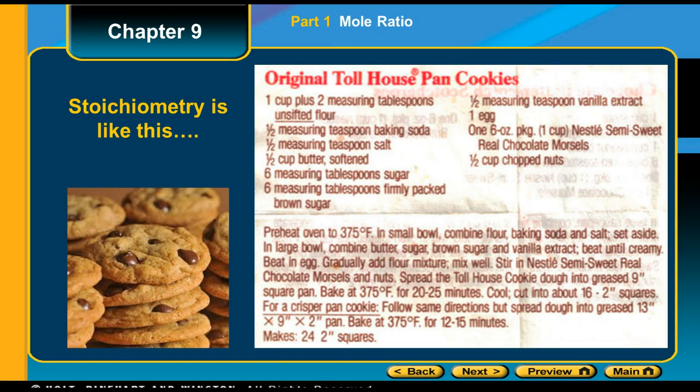Alright, so here's one, this one's my favorite. I mean, chocolate chip cookies. Who doesn't love chocolate chip cookies? So you have a recipe and you have ratios in that recipe, and you can tell by looking at this recipe that if you put 6 tablespoons of brown sugar or 1 egg, you will be able to make, what's it say, 24 2-inch squares. So if you follow this recipe accurately, you know how many things you're going to make. So chemistry has a similar example, and it's called stoichiometry.